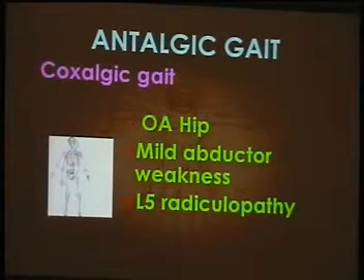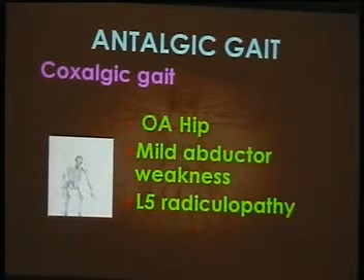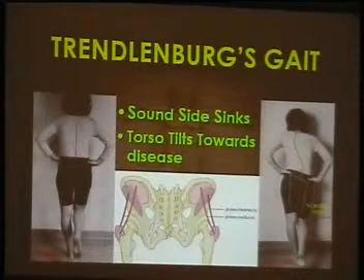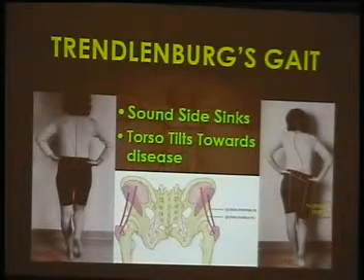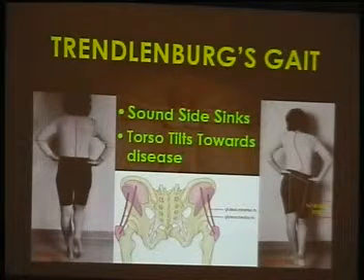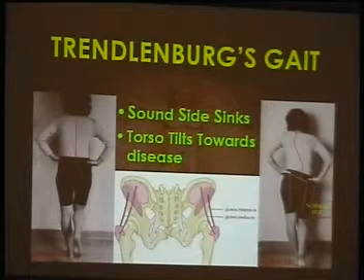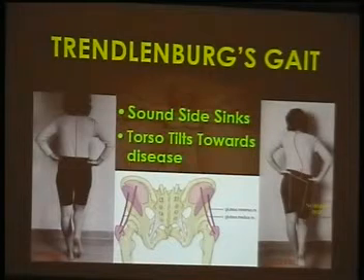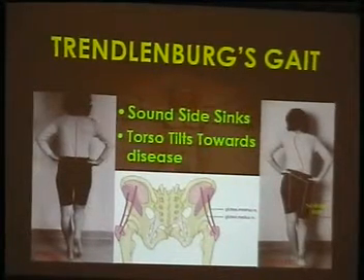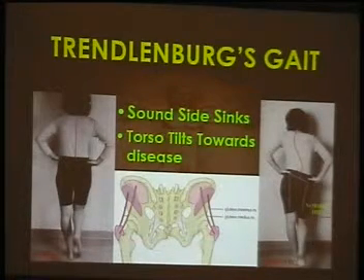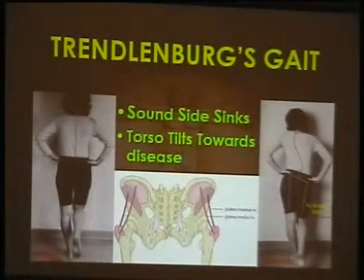If there is mild abductor weakness, you might get this gait, and in L5 radiculopathy, mainly due to abductor weakness, you get it. This is a common gait which makes an orthopedic surgeon either pass his MS exam or fail his MS exam. So Trendelenburg's gait and test is a common thing asked in every MS exam. If he is not able to describe this, he fails the exam.